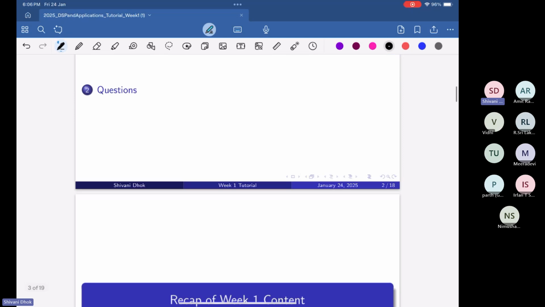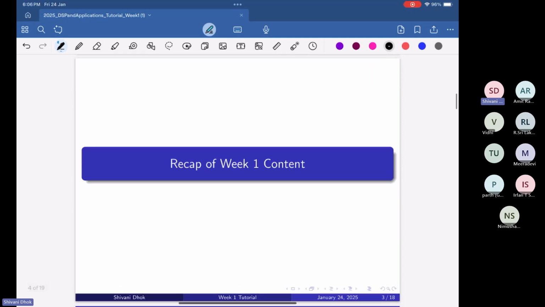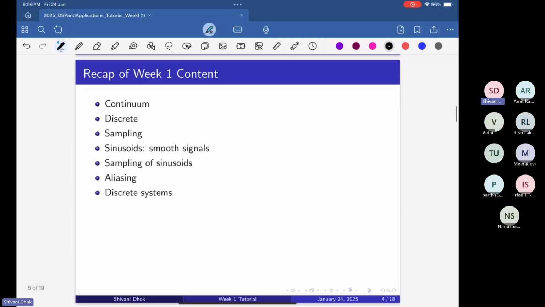So let me just quickly start with the first tutorial, with the recap of week 1 content. This week 1 was basically a very introductory week. It started with why we need this particular kind of course and why we need to understand the contents of this course in a better fashion. So this started with a very basic idea about what a signal is, what are independent and dependent variables, and what is continuous time or continuum, what is a continuous dependent variable, continuous independent variable. So let's quickly start with that.